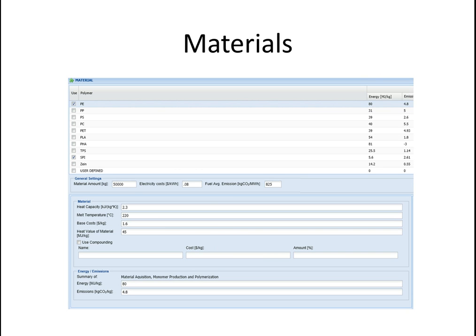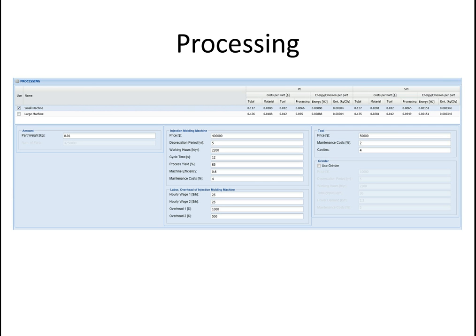As previously mentioned, the software has built-in assumed values for many of the energy and emissions values based on national averages. However, if these values do not match the values your model requires, you can modify them in the general settings. Note these values only affect the emissions for processing and compounding and do not affect the values for the materials. The next page that needs to be populated is the processing page.